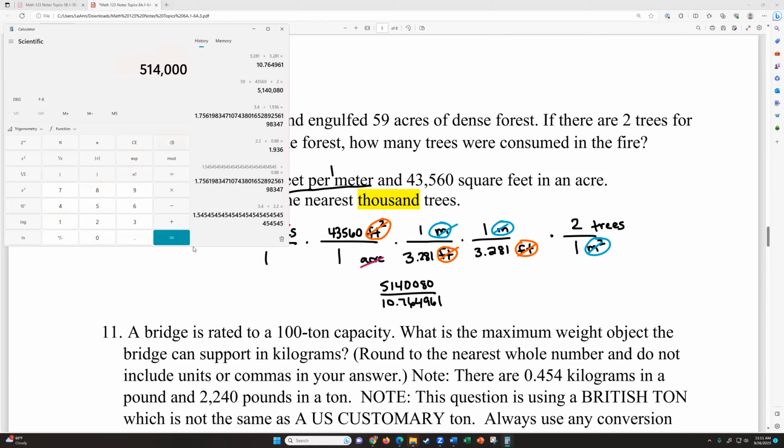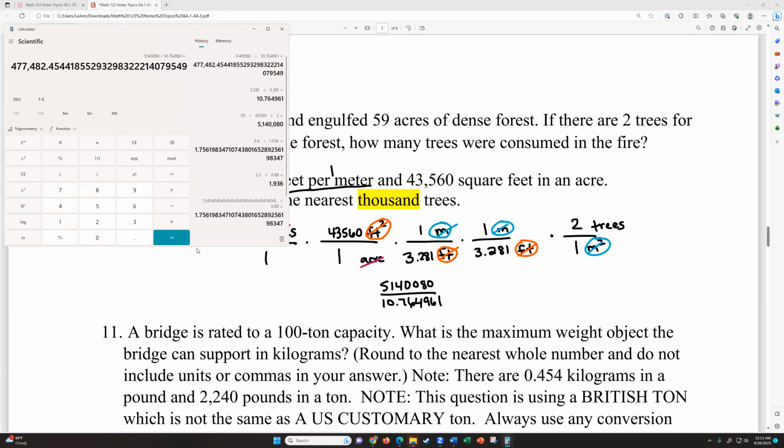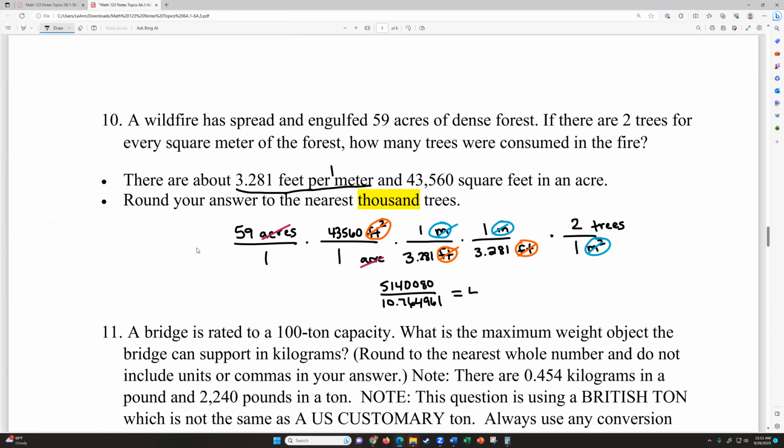So 5,140,080 on top, divided by 10.764961. And we're rounding. Be very careful. I highlighted this for you on purpose. I'm going to write my answer out and then we're going to round it. So 477,482.454, and it goes on forever.